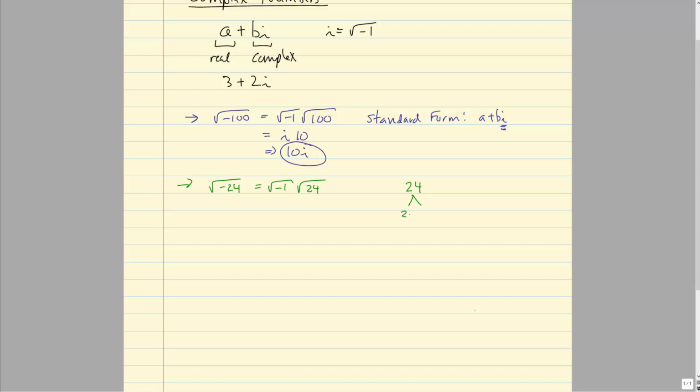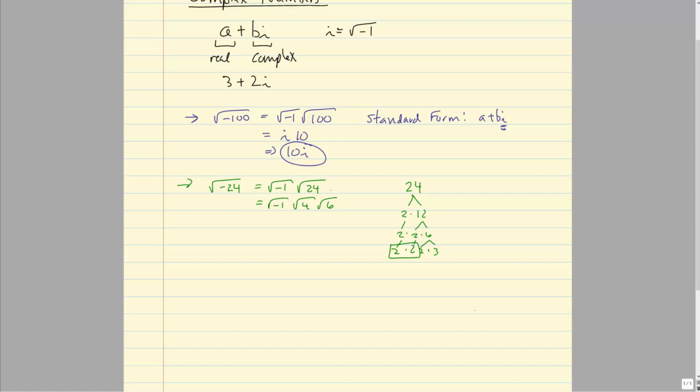So to start breaking this down, this would break down into 2 times 12. I drag the 2 along. 12 would break down into 2 times 6. Drag both the 2s along. 6 would break down into 2 times 3. So right here I see I have a pair: square root of -1, square root of 4, square root of 6. So 2 times 2 is 4 here, and 2 times 3 is 6.